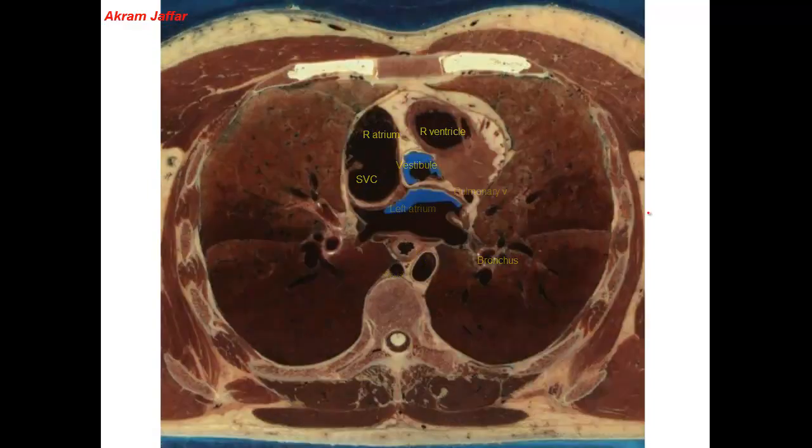ascending aorta. In this section, which is a little bit lower down, again look at the mediastinum. You will find the descending aorta here on the left side. This is the azygous vein and the esophagus, and in front of the esophagus again is the left atrium, which is the most posterior chamber of the heart, receiving the pulmonary veins, two veins on either side. On the right side, the right chamber is the right atrium, and anteriorly you can see the right ventricle. Note that the right ventricle has a thicker wall than the right atrium.